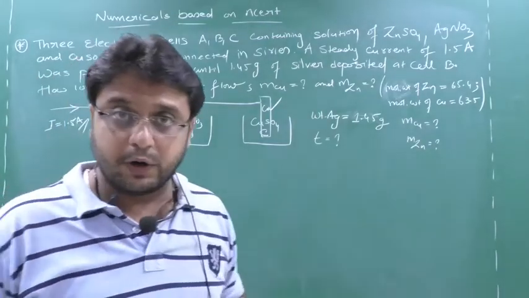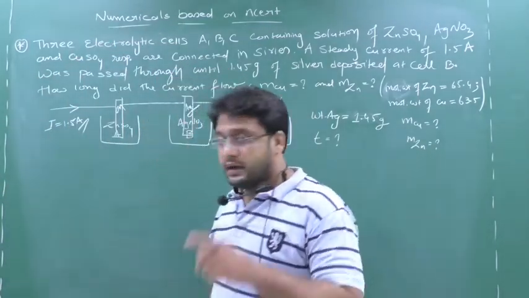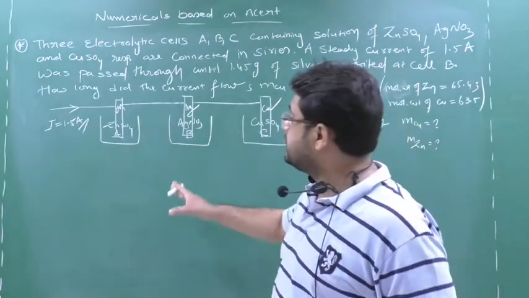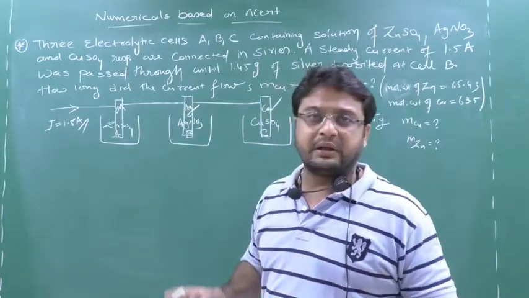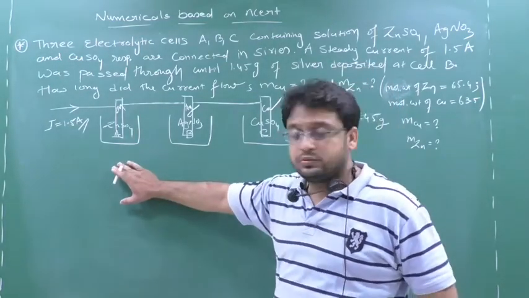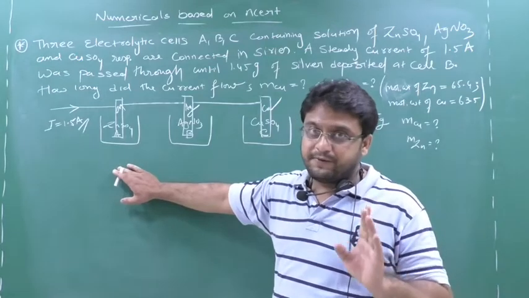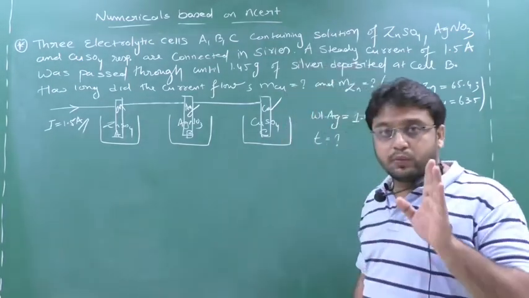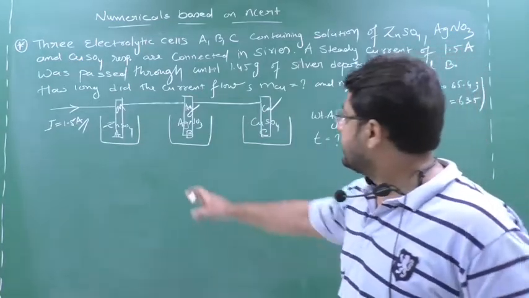It's a very easy problem. In other books and other videos, they have solved this problem in a very tricky method, but we will solve it within one step. I told you the law, Faraday's second law. And what does Faraday's second law say? When two or more electrolytic cells are connected in series.